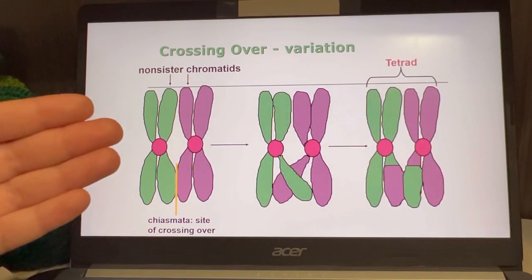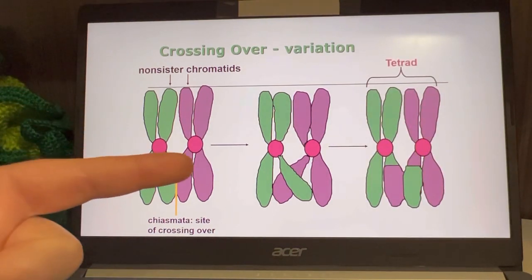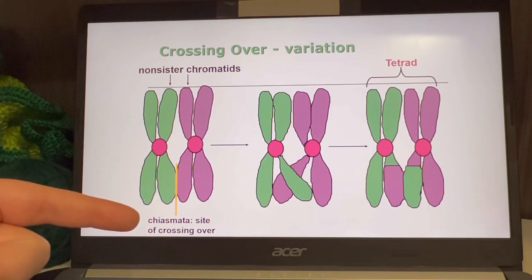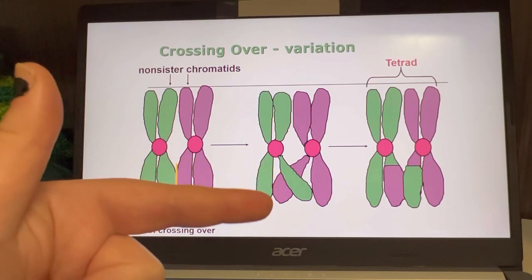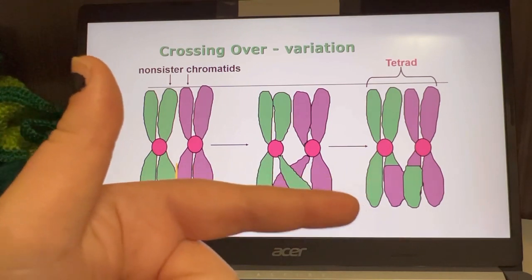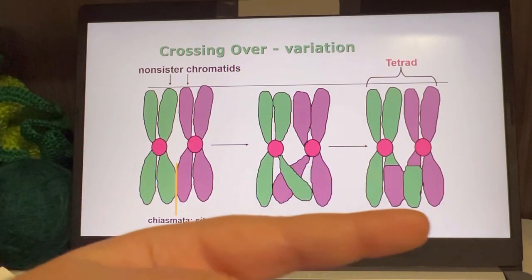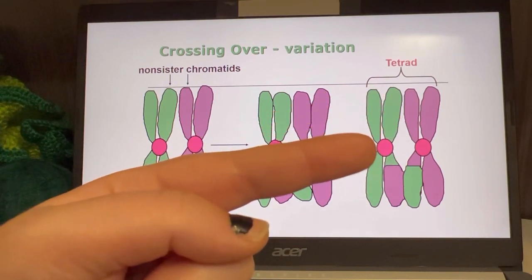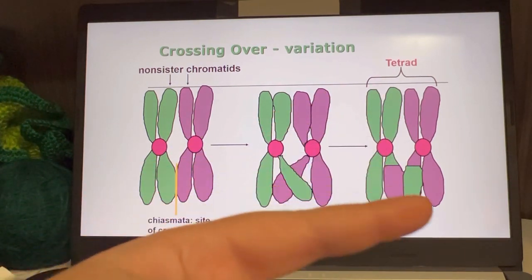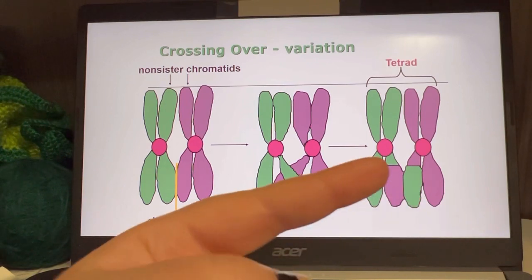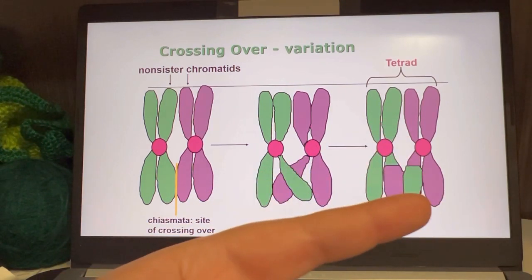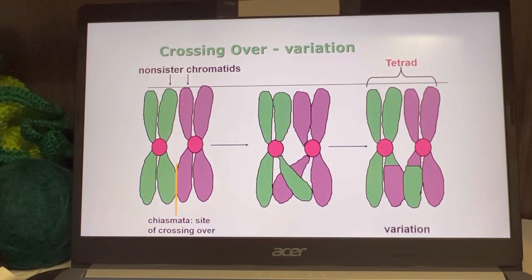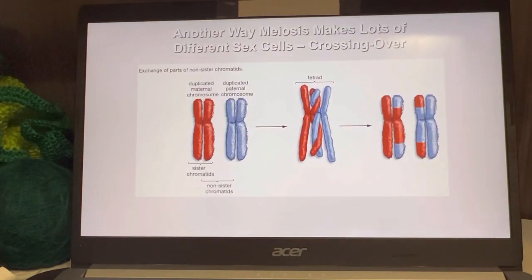In this diagram, we have non-sister chromatids, paternal and maternal. This site where they're touching is a crossing over site, or chiasmata. They cross over parts here, and in the end some of the maternal DNA comes to the original paternal chromosome, and some of the paternal information has gone over to the original maternal chromosome. Don't forget, these 4 are called a tetrad. So we have variation.